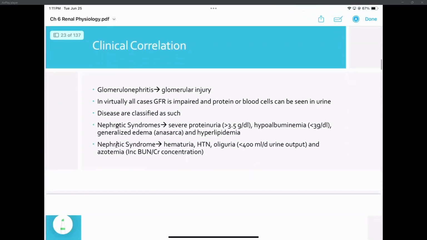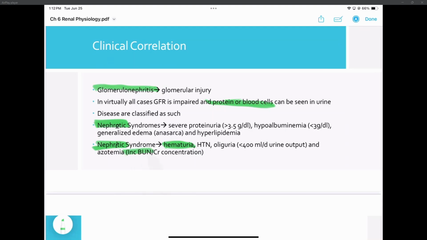So when it comes to glomerular injury, we call it glomerulonephritis. And in all cases, you're going to see either protein or blood in the urine. And we classify them depending on what you see. If it's nephrotic syndrome with an O, that means it's protein. So think of nephrotic O, protein with the PRO, O. Protein in nephrotic syndromes. With nephritic, with an I, you have hematuria. Now you have blood in the urine with nephritic syndromes.